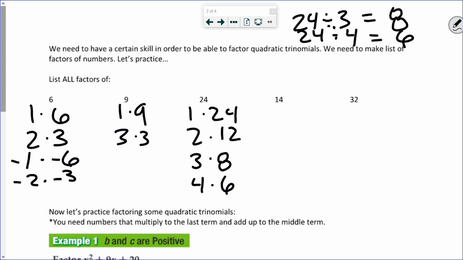And then we got to 32. I'm not sure if we did 32 this morning, but we got to 1 and 32, 2 and 16. If you checked 32 divided by 3, you can see it's not a factor. 4, 4 and 8, 5 no, 6 no. Okay, so those are the factors.